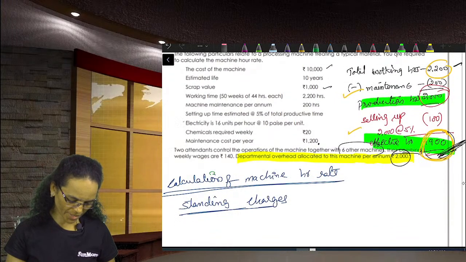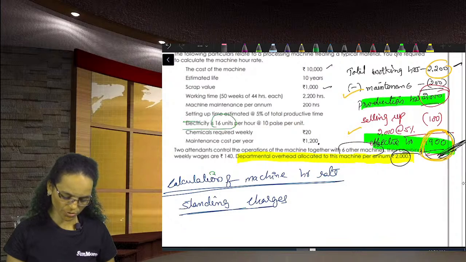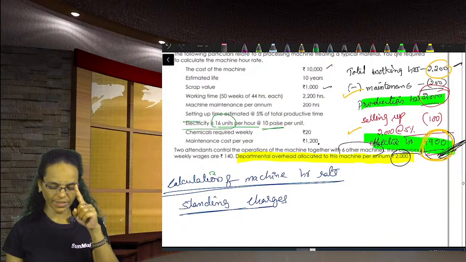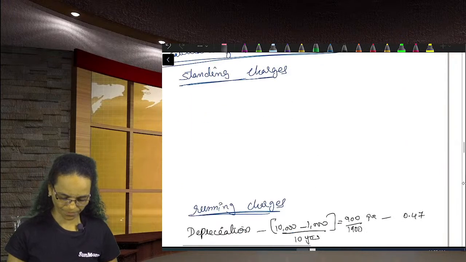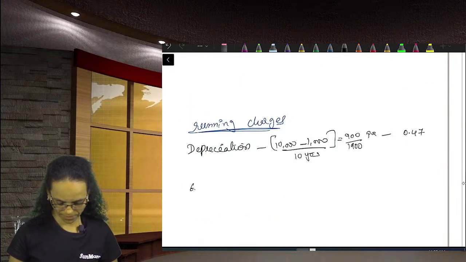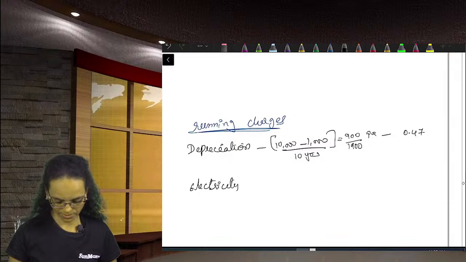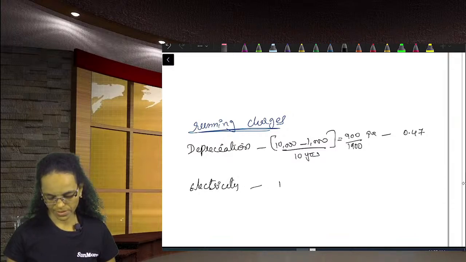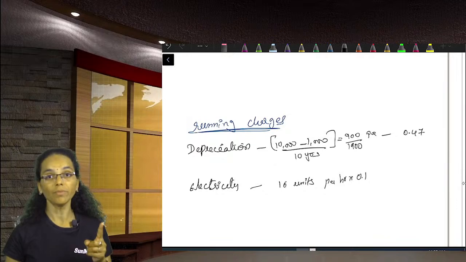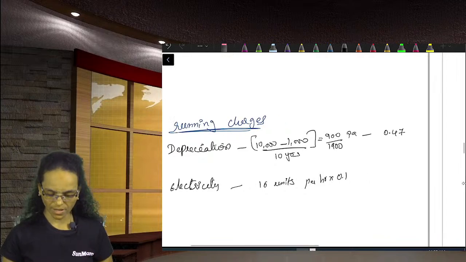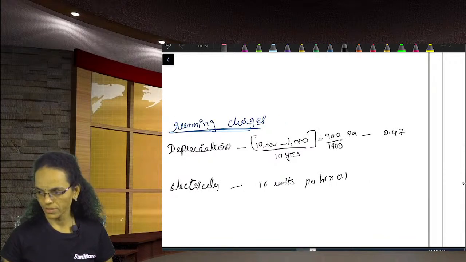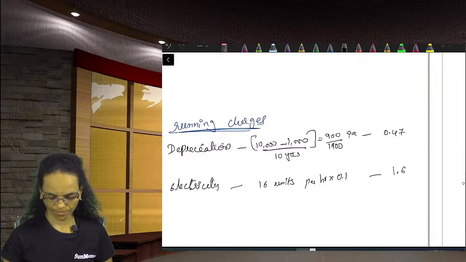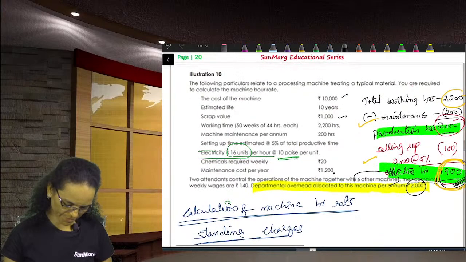Electricity: 16 units per 1 hour at 10 paisa per unit. So 1 hour costs 0.1 rupee per unit, that is 10 paisa, which gives 1.6. Electricity is also done.